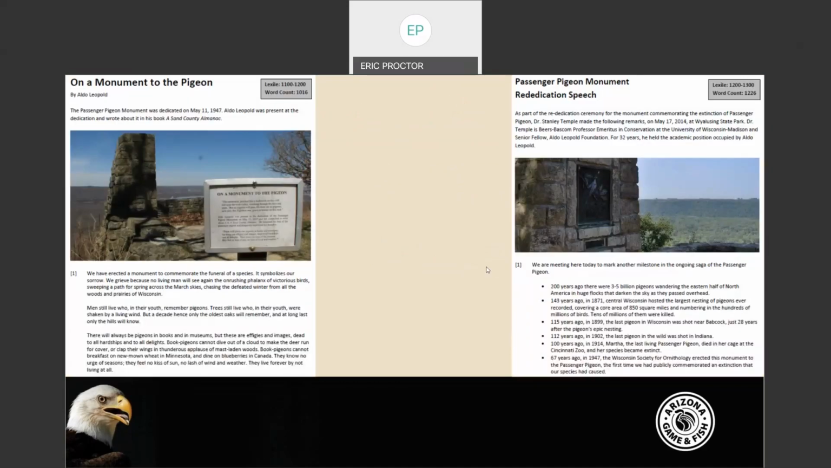So here's some examples. The first one on the left is on a monument to a pigeon, and this is the first page of that article. This is the actual picture of the monument and the dedication he was doing. And then the one over here is Dr. Stanley Temple, who was actually in Aldo Leopold's position at the University of Wisconsin-Madison. He is doing a rededication speech. And so the kids have the opportunity to compare the speeches.